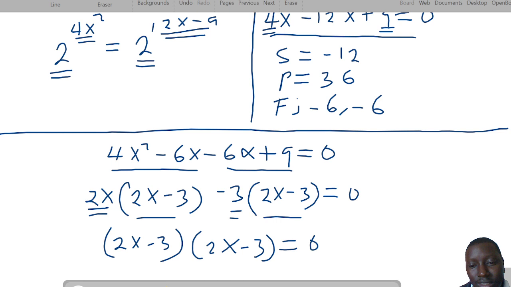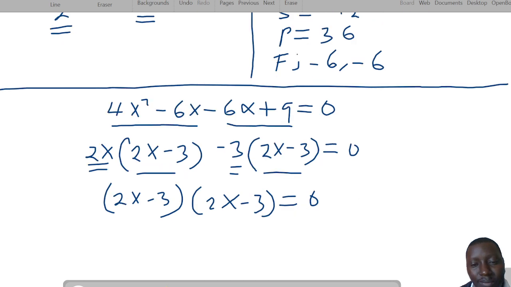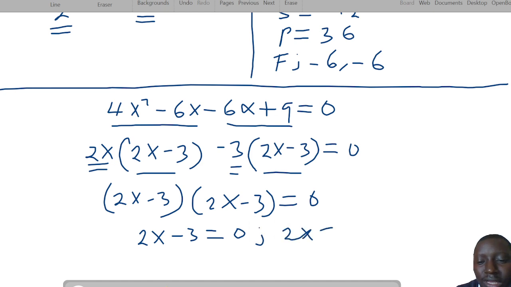Then class, such functions, we call them equations with repeated roots. And in this case here, we need to find that root, and basically that root will be able to give us the value of x. So we say that 2x minus 3 is equal to 0, and therefore this means that 2x is equal to 3, and as such x equals 3 over 2.